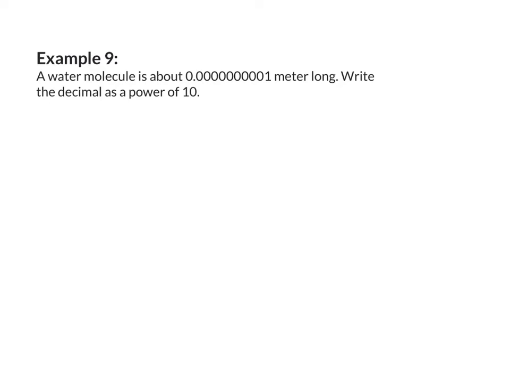Example 9. A water molecule is about this long, in meters. Write the decimal as a power of 10. Since I have a 1 in my decimal, I know that will be my numerator. I'm going to count how many digits are on the right side of the decimal, and that will be my power of 10 for my denominator. So it'll be 1, 2, 3, 4, 5, 6, 7, 8, 9, 10. I'm going to add my commas.